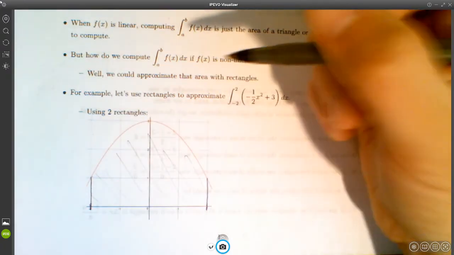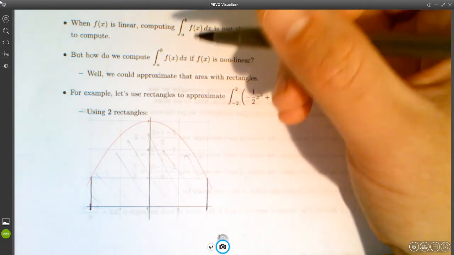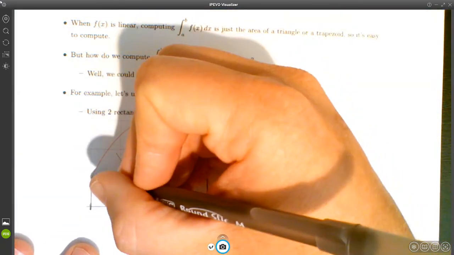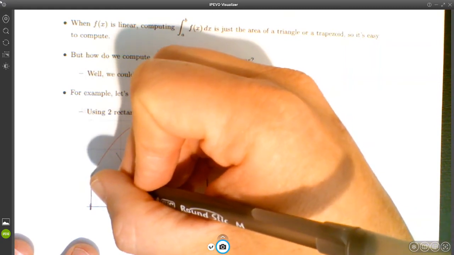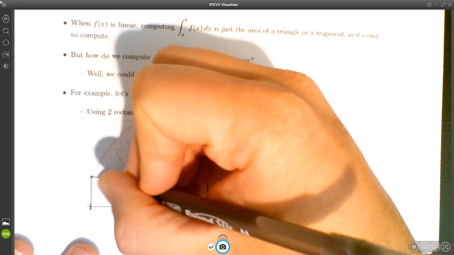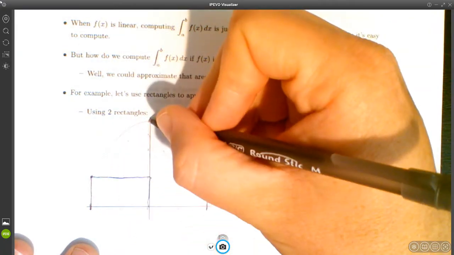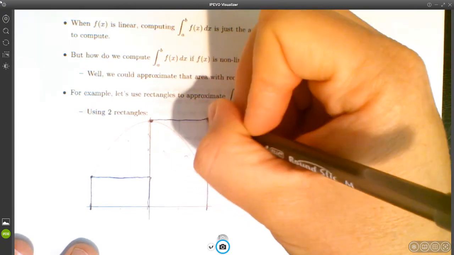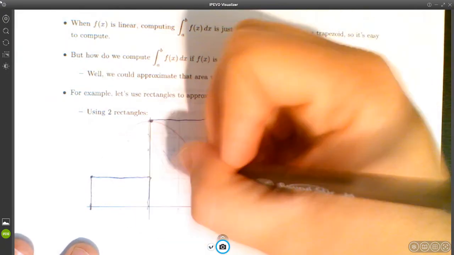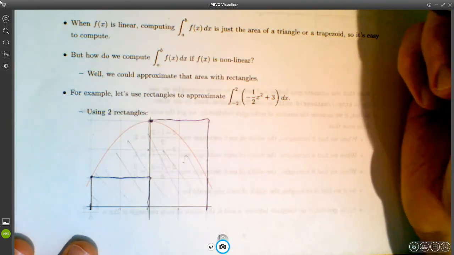So what I'm going to do is pick an endpoint, and I'm going to stick with that endpoint. In this case, I'm going to use a left endpoint. So I'm going to use this as the height of my rectangle, because that's the left endpoint of the rectangle. Since I'm sticking with left endpoints, that way I get a small rectangle and a big rectangle. Hopefully they kind of balance each other out and give me a pretty good approximation.